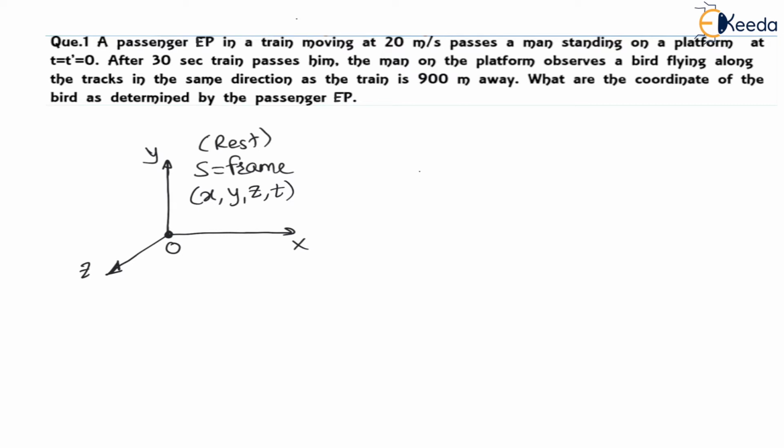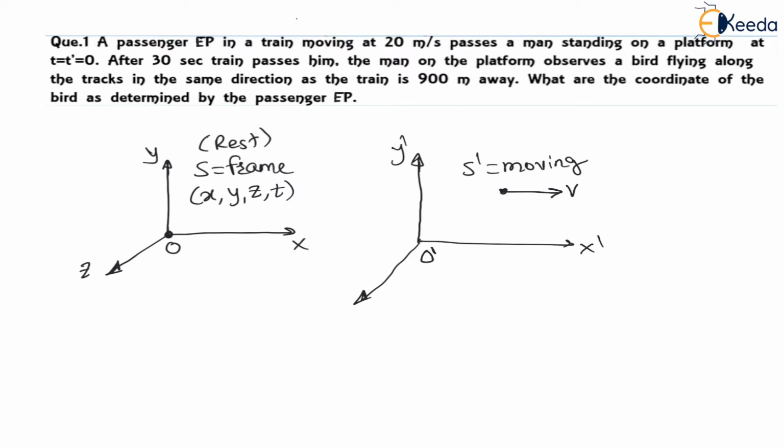Then we have another frame of reference, and this frame of reference is called S dash. S dash means this frame of reference is moving with some velocity, let us say velocity v. As it is moving, the observer is O dash, and the coordinates are x dash, y dash, and z dash. Therefore, the coordinates of S dash are x dash, y dash, z dash, and t dash.